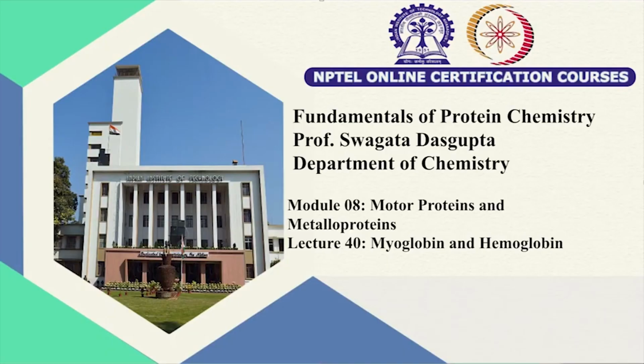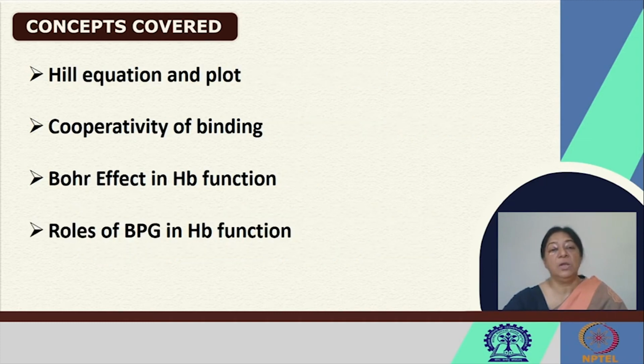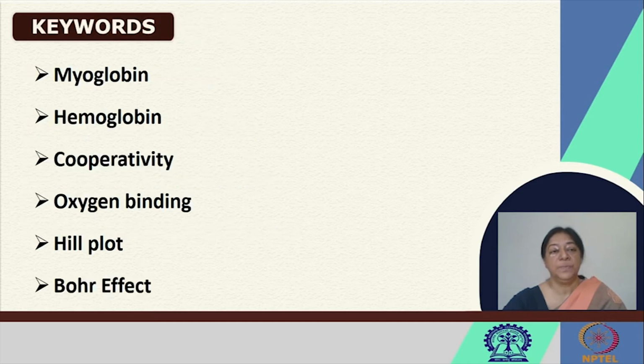When we look at the specific topics related to myoglobin and hemoglobin, it is a special case of protein ligand binding where we are looking at oxygen binding to two different proteins. We will be looking at the different models and concepts related to what we mean by cooperativity, the Bohr effect, and the roles of specific binding characteristics of some unique molecules to hemoglobin.